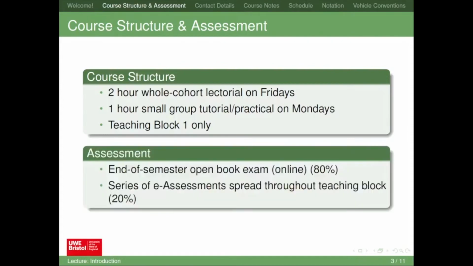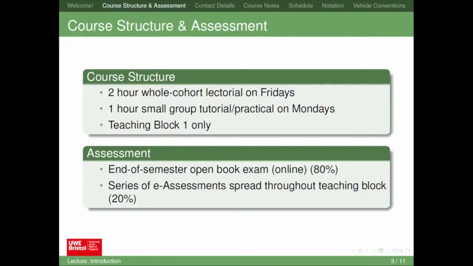In terms of the assessment, there are 2 elements: Component A and Component B. Component A is the end of semester open book online exam. The other part of the assessment, Component B, is a series of online e-assessments that are spread throughout the teaching block. Some of them will be based in DOIS, which you've probably used in the past, and then some of them are also going to be using MATLAB Grader. It depends on what I'm testing.